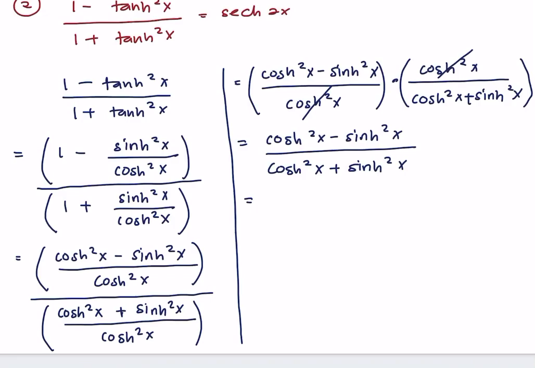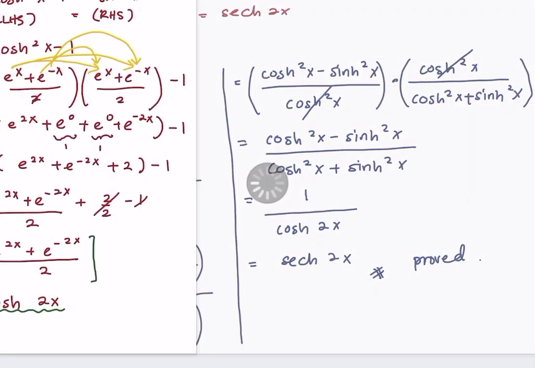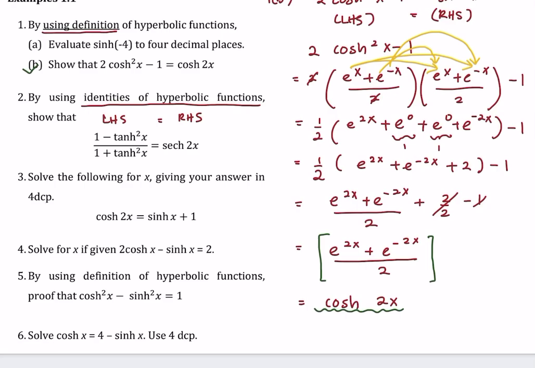Alright. So basically, cos squared x minus sin squared x is equal to 1 from the identity, and cos squared x plus sin squared x is basically cos 2x. Okay, therefore from here, 1 over cos is basically secant 2x. So it's proven. Okay, alright. So that one is for number 2.